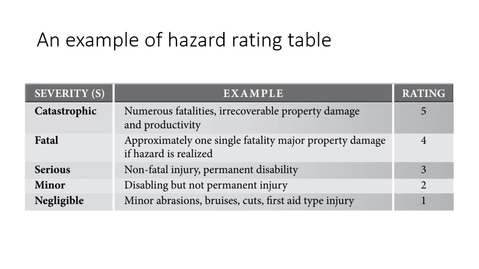For example, if a hazard that you have identified causes only minor abrasions or injury, that in your opinion is very minor, you can rate it as negligible and give a value of 1. On the other extreme, if a hazard has a capability to cause multiple fatalities, you can rate it as catastrophic and give a rating of 5.